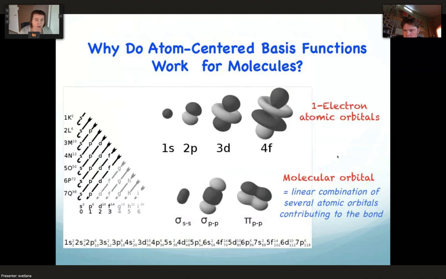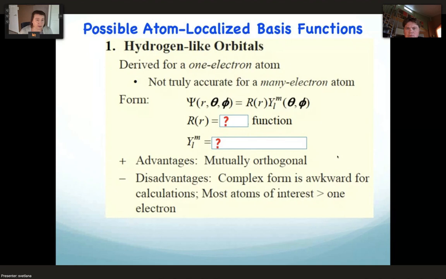So this basis set is very logical to use if you know a little bit of quantum mechanics and a little bit of chemistry from the atomic point of view. Then it's very natural to use these 1s, 2p, 3d shaped orbitals to create molecular orbitals of bigger, more complicated molecules. So let's go through a little bit more mathematics.